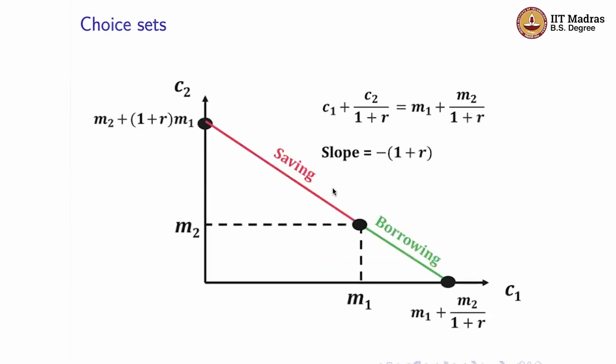We can also think about the different points at which you're saving or borrowing. Any point where C1 is less than M1 is a point where you are saving. And any point where C1 is more than M1, so your consumption in the first period is more than your income in the first period, is a point where you're borrowing. So we can partition the budget constraint into these two parts where you are either saving or borrowing. And of course, you have this one more point, C1 equal to M1 and C2 equal to M2, where you are neither saving nor borrowing. So you're consuming your income in both periods.